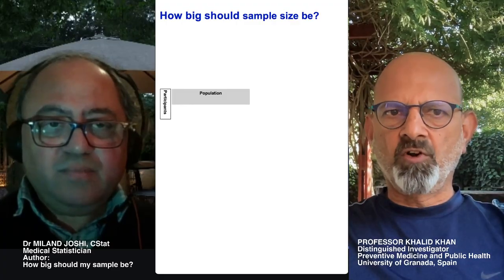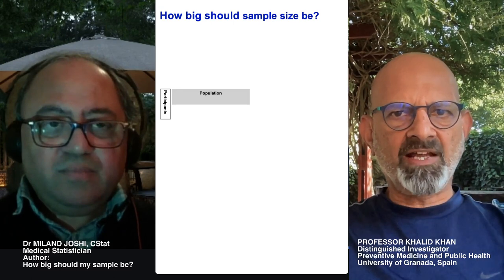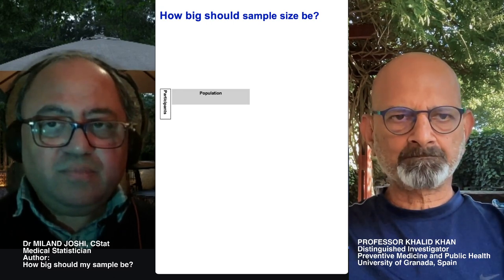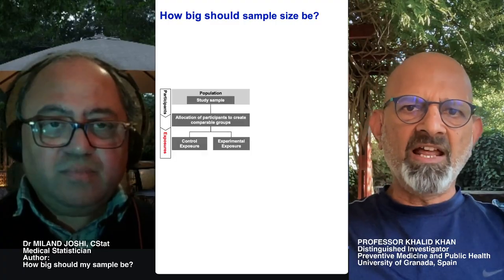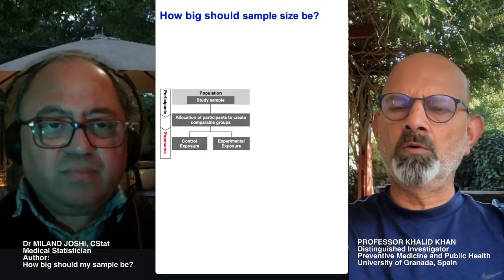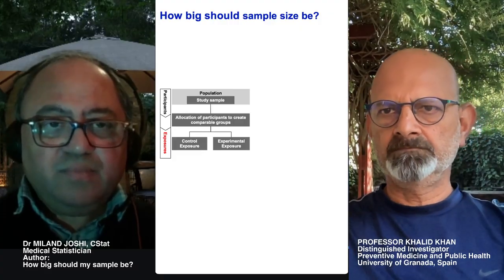To answer the question, we're going to begin by understanding what is the flow diagram of a clinical trial. From a population, we select a sample, and this sample is then randomized. And Miland, could you help us walk through the flow diagram of a clinical trial?